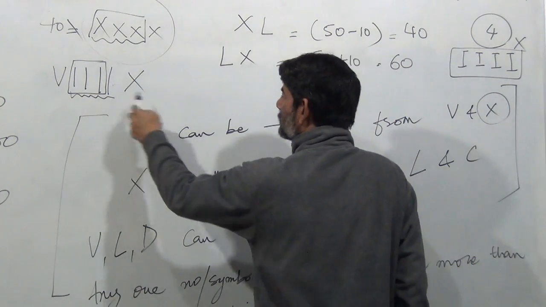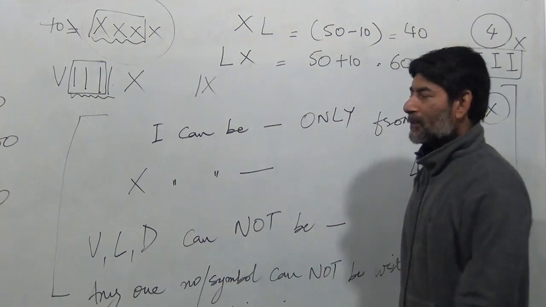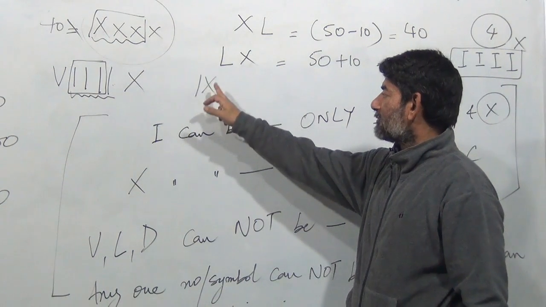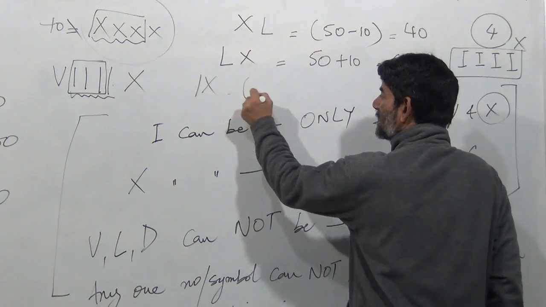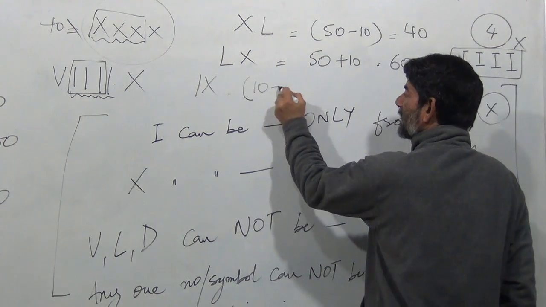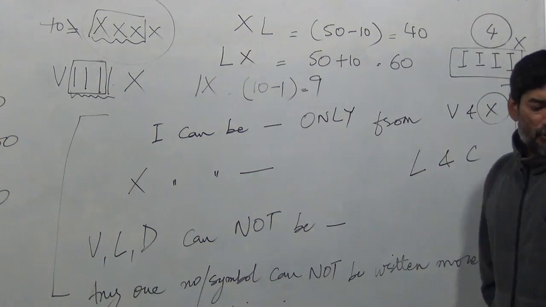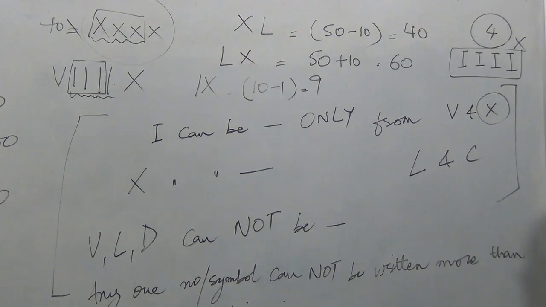The only other option to write 9 is 1, 10. Smaller number comes before the larger number, signifies subtraction. The larger number, which is 10, subtracts the smaller number. That's how you reach 9. So these are the basic concepts of the Roman numbers.